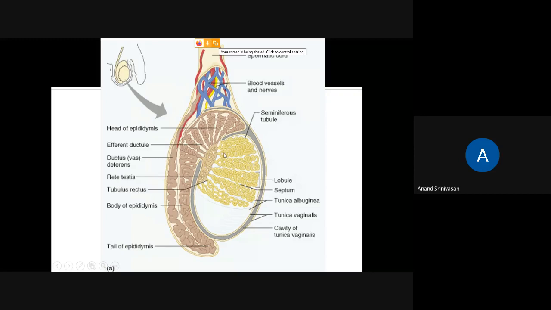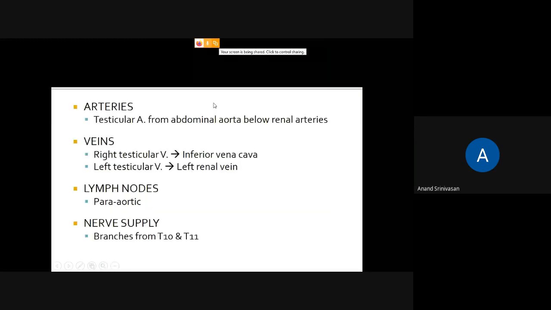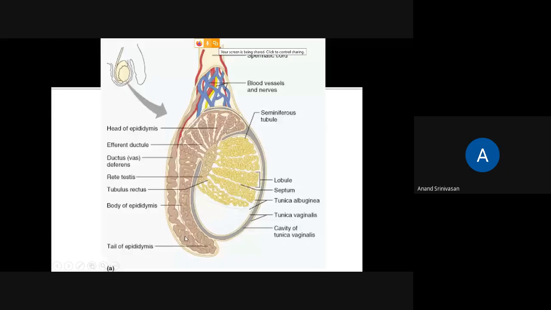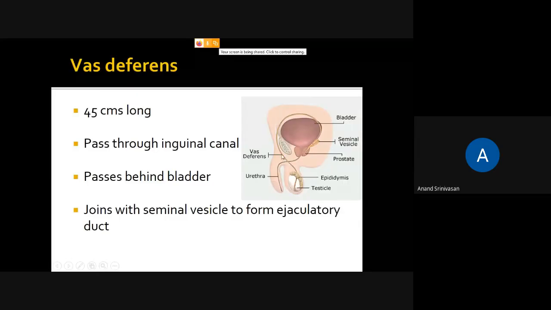So all the seminiferous tubules slowly join with one another, from the head, body and tail of the epididymis, and finally from the tail of the epididymis, there will be only one tube, which is called the vas deferens. You can see the testis here, the head, body, and tail of the epididymis, and from the tail, there is only one single tube, the vas deferens.